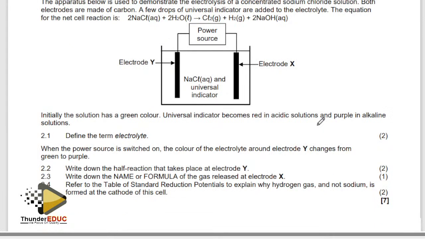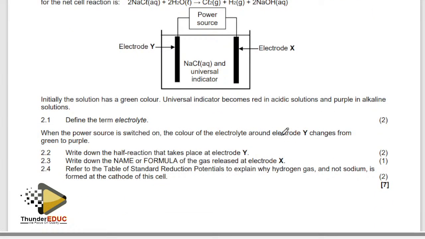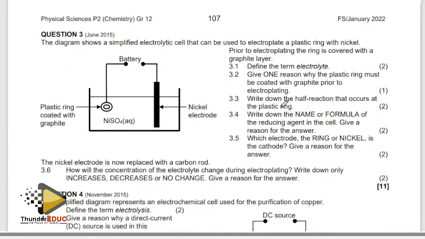What is electrolysis, and what is an electrolyte? The electrolyte is the substance which will undergo electrolysis. It can be a liquid, it can be a solid. It can be a gas? No, not a gas. It can be aqueous.